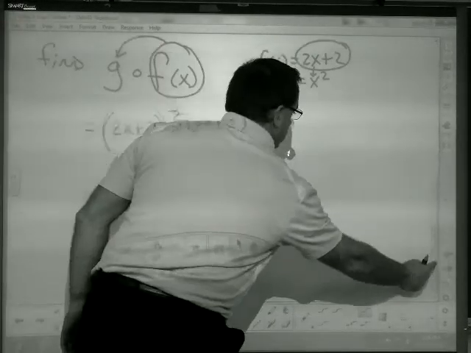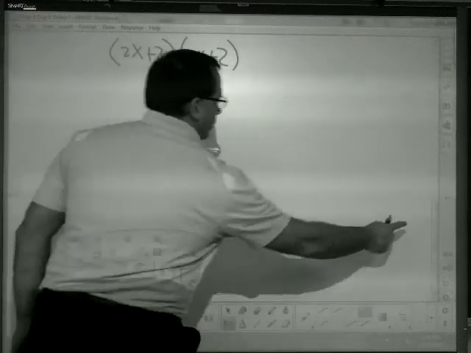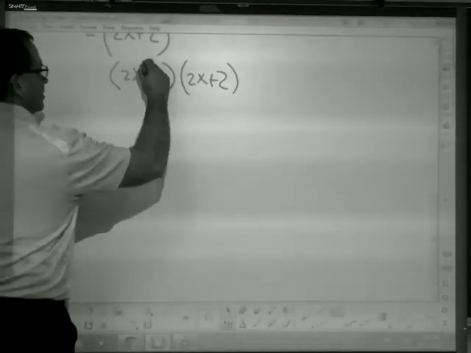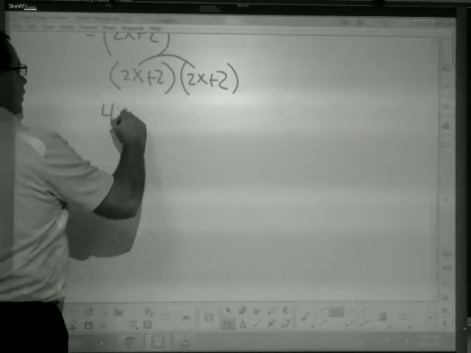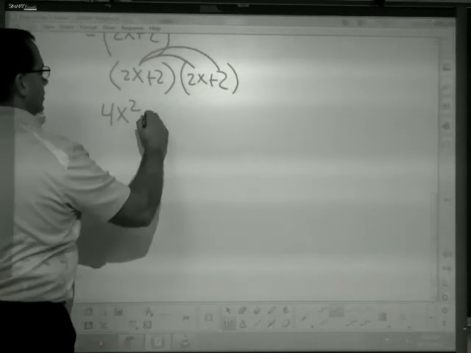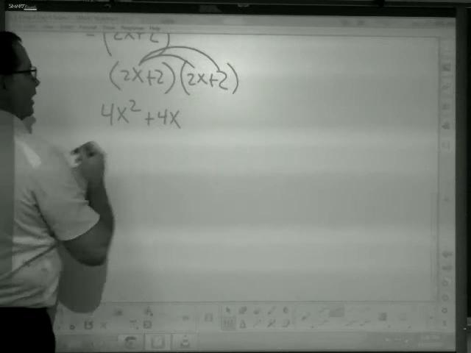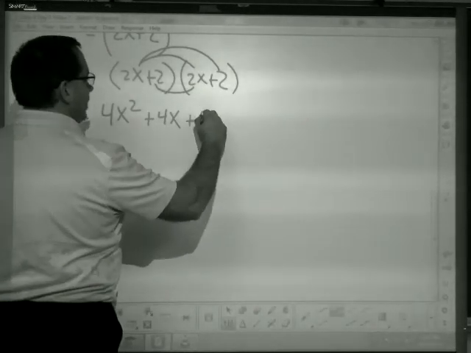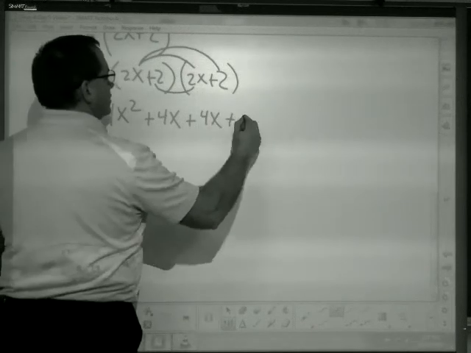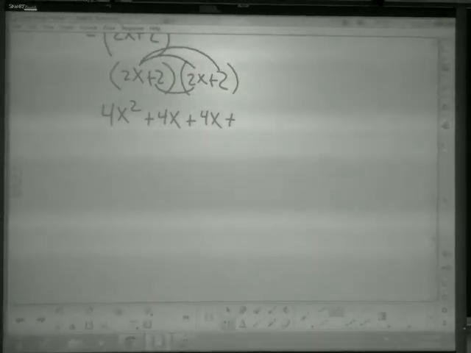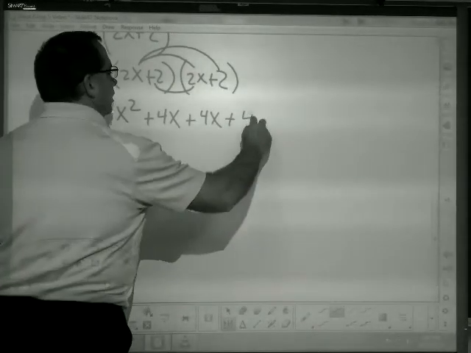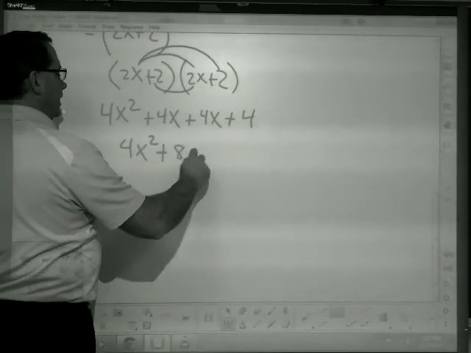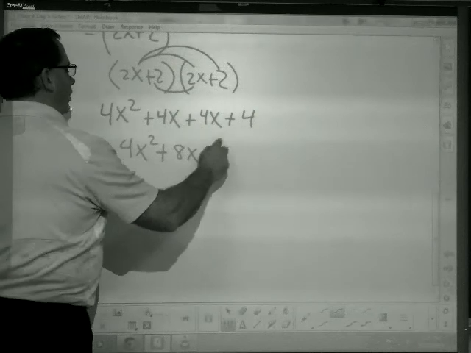All right? So, now let's do our normal FOIL process. 2x times 2x is 4x squared. 2x times a positive 2 is a positive 4x. Positive 2 times 2x is a positive 4x. And a positive 2 times a positive 2 is a positive 4. Clean it up, I get 4x squared plus 8x plus 4.